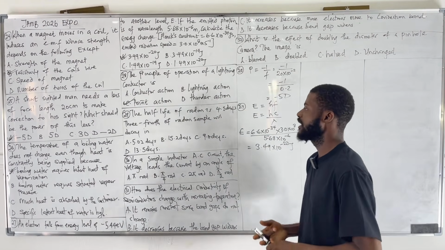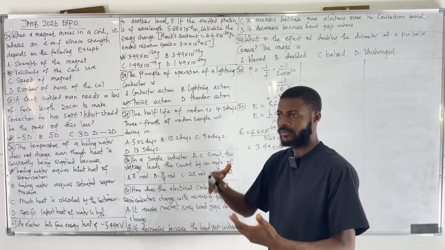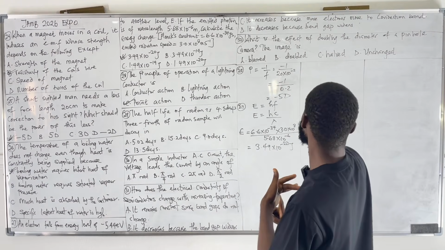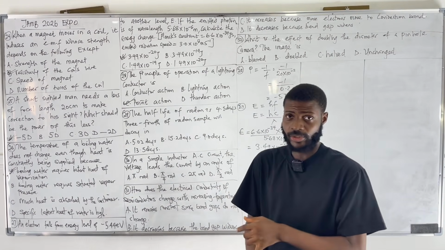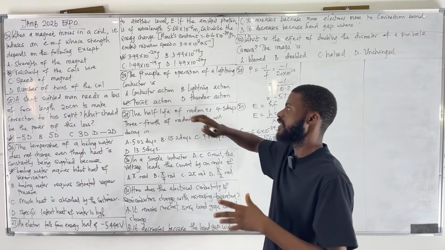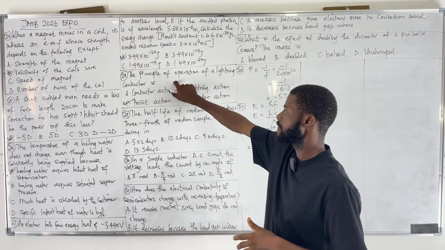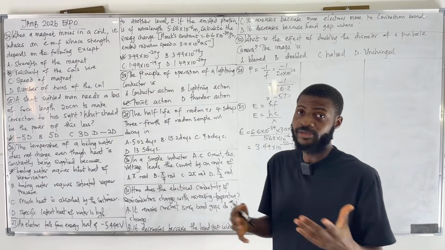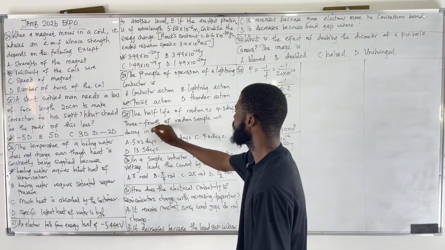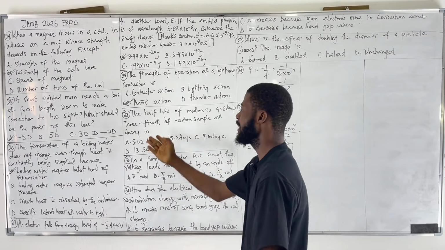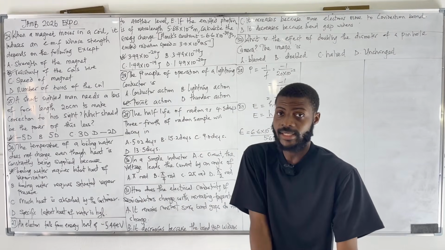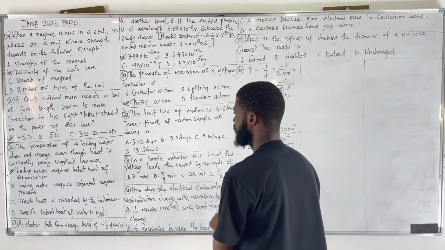Number 29. Pay attention, and revise the following: semiconductors, that's electronics, transformers, simple AC circuits, and radioactivity and nuclear physics. So the half-life of radon is this. 3/4 of a radon sample will have decayed in how many days? To decay means to waste away. Take note of this question 29.